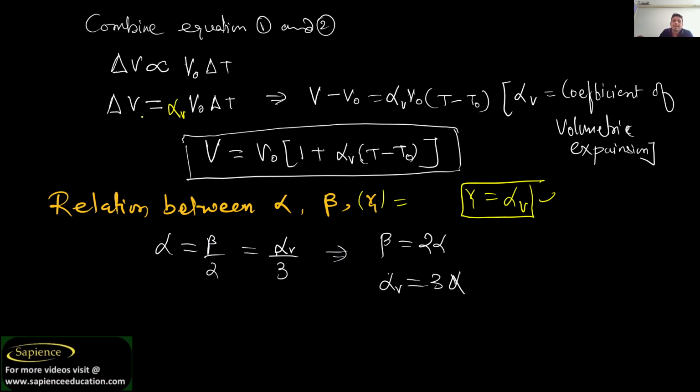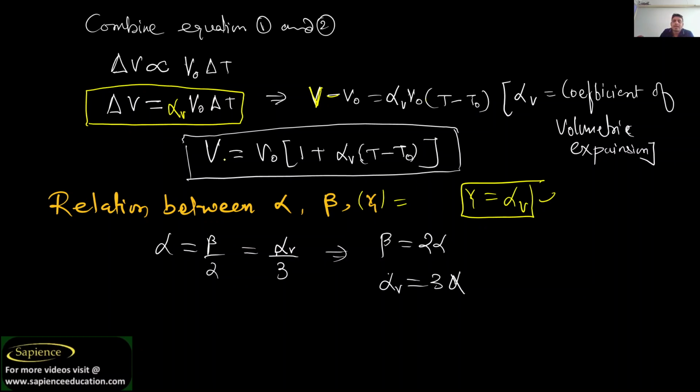So here we can now use this only. You should remember this formula only. Okay, so here it is, how much easier. So here we have the initial volume, final volume minus initial volume is equal to alpha V into V naught into T minus T naught.